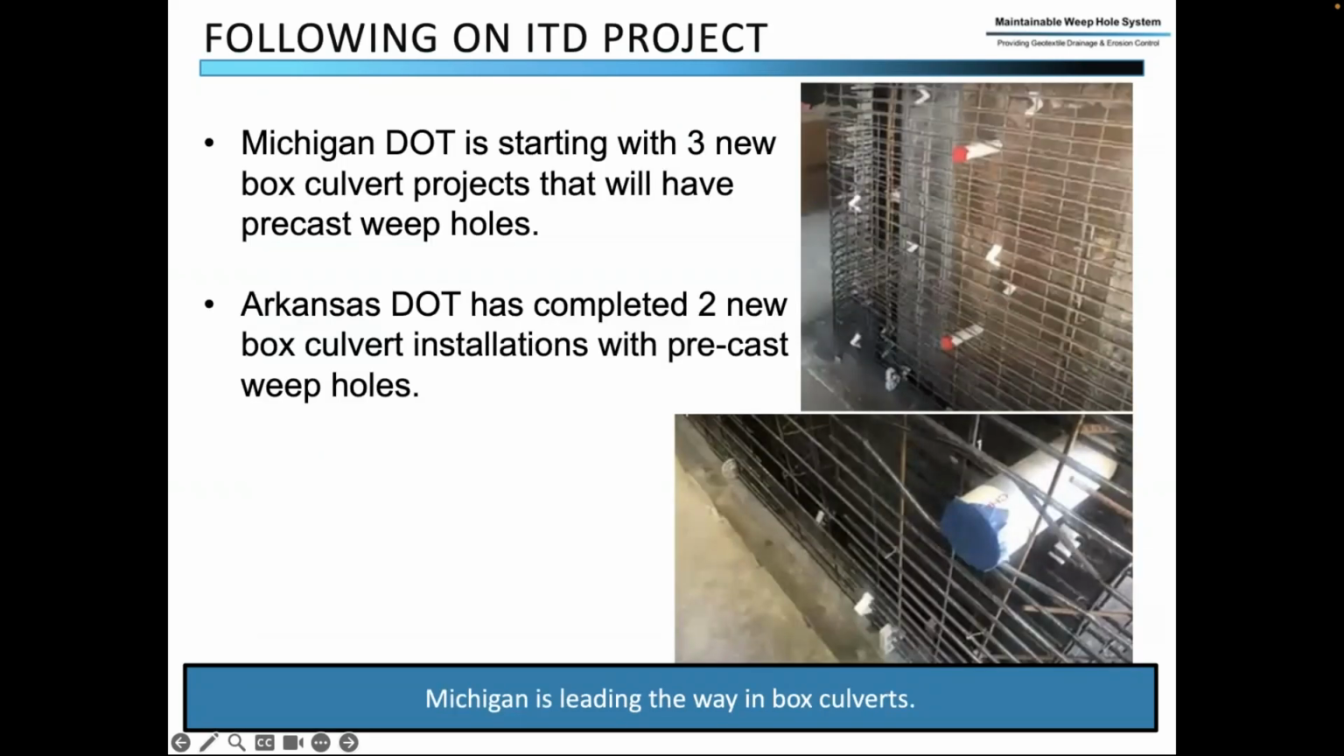So out of some of these things, I'm just mentioning 2 states. There are many other states, but Michigan DOT and Arkansas DOT have taken the lead on starting to precast weep holes into their new box culvert sections, so that when they're delivered, they will be able to just insert the units into the precast PVC sleeve. Greg, if you're on the phone, can you give a quick update as to some of the counties and what they're doing?